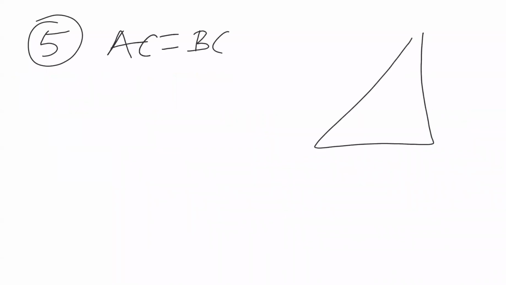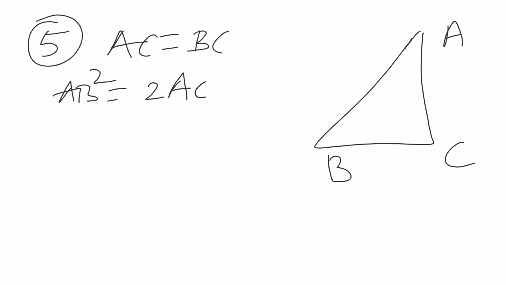Okay, I will discuss. See, in question number 5, ABC is an isosceles triangle with AC equal to BC. Suppose I am drawing this one, A, B, and C. If AB square equals twice AC square, right?